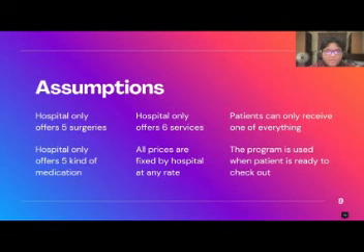So our assumption for our program is that the hospital only offers 5 surgeries. Also, the hospital only offers 5 kinds of medication, and it also only offers 6 kinds of services. So all the prices are fixed by the hospital at any rate, and then the patient can only receive one of everything. What this means is that a patient can only receive 1 surgery, 1 kind of medication, 1 kind of service, and 1 type of meal choice. We also assume that the program is used when the patient is ready to check out.